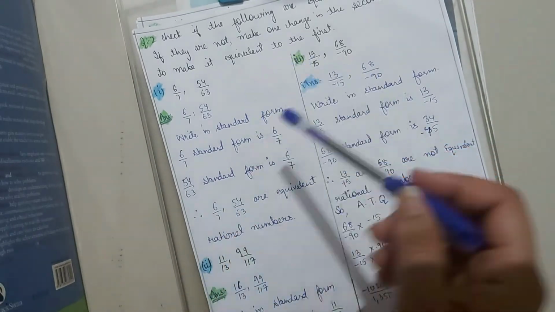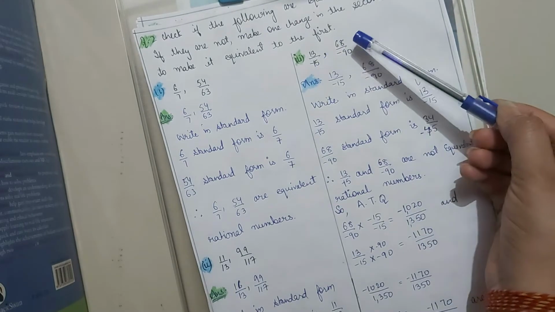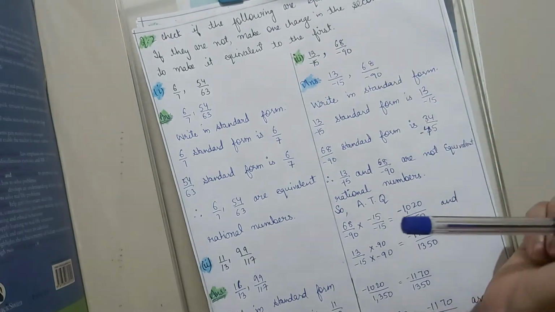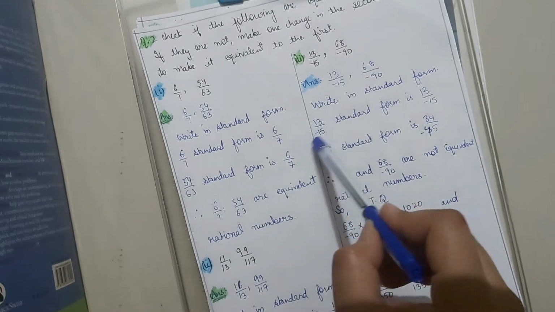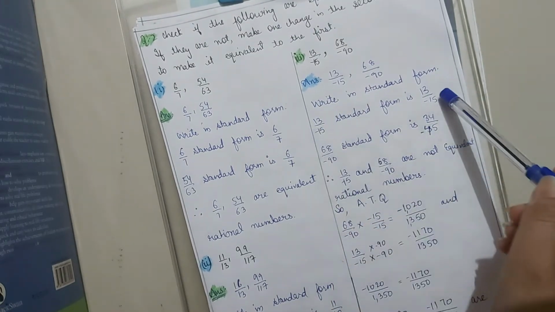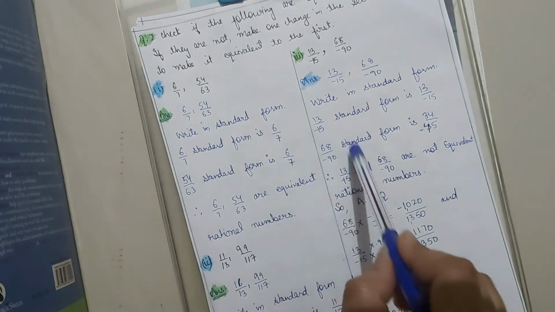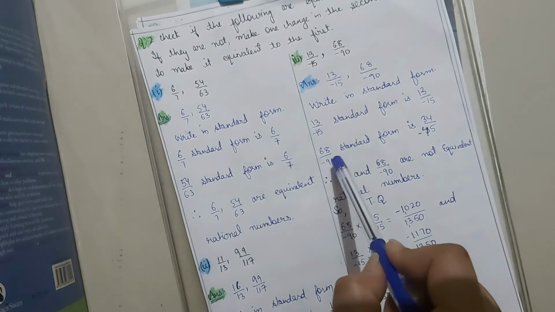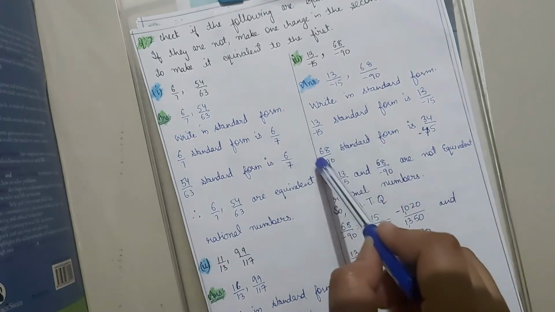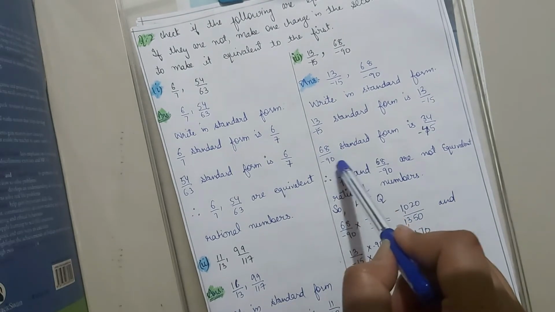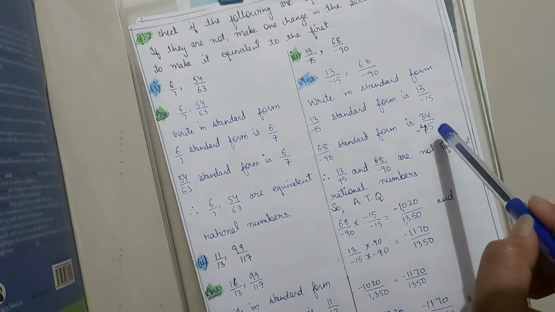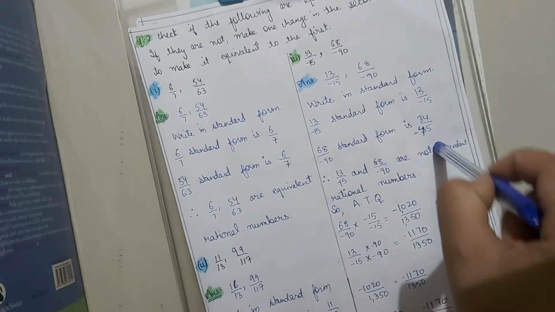So moving to our next question, 13 over minus 15, 68 over minus 90. Whenever we write in standard form, there is no common factor in 13 over minus 15, so write it as it is. Moving to the next, 68 over minus 90. Here 2 is the common factor, so simply divide 68 by 2 and 90 by 2. That is 34 over minus 45. These numbers are not equal.